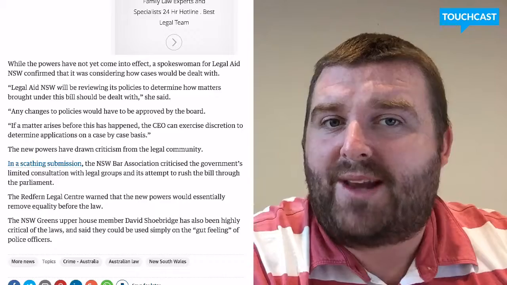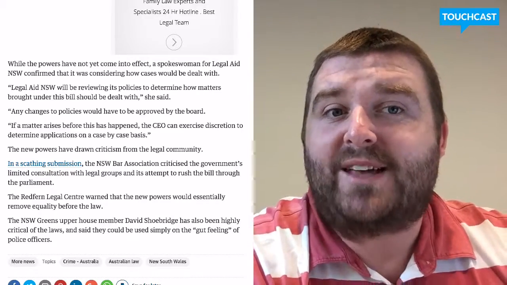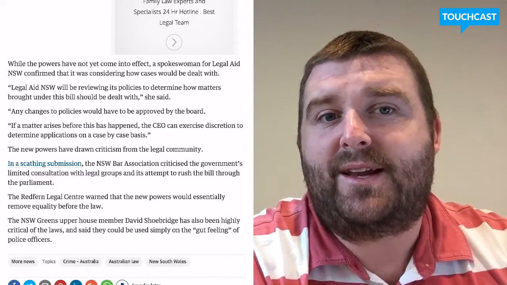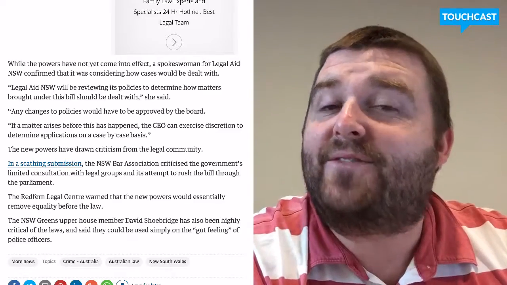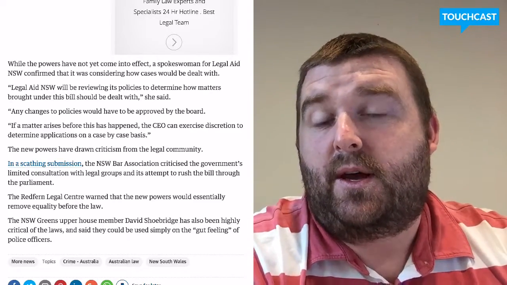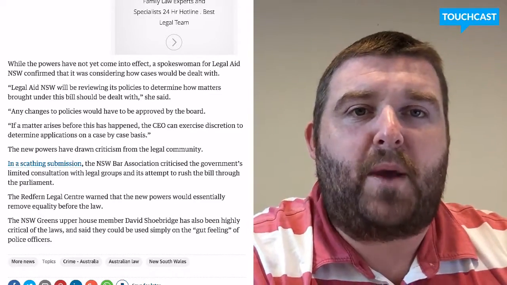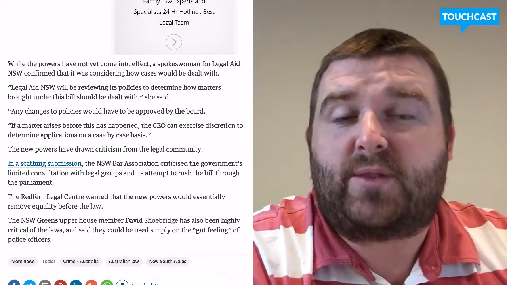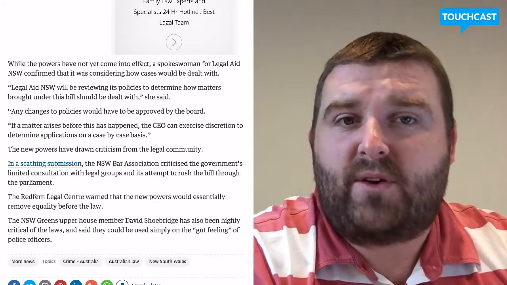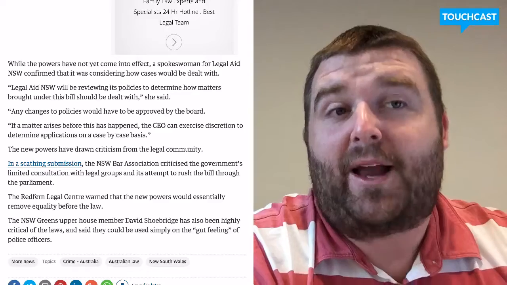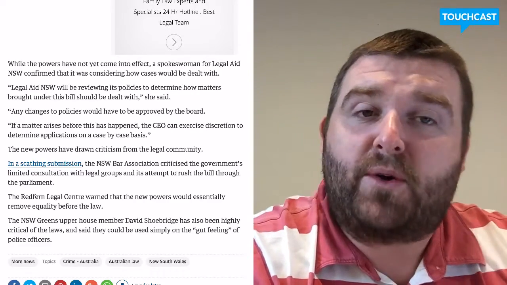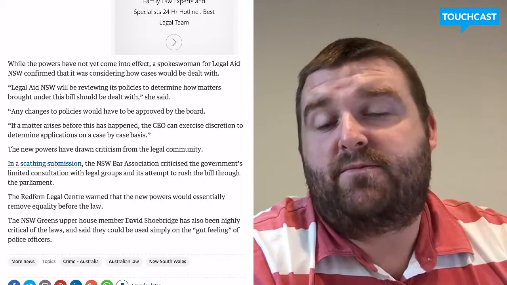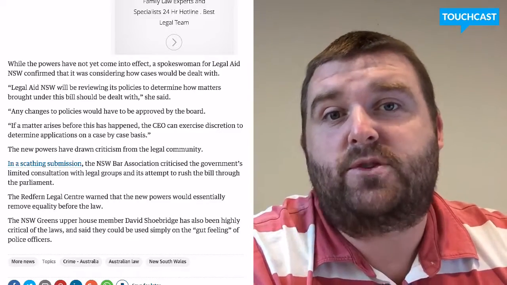The New South Wales Greens Upper House member David Shoebridge has also been highly critical of the laws and said they could be used simply on the gut feeling of police officers. Okay, so there's a range of people really criticising, from the New South Wales Bar Association through Redfern Legal Centre and from Parliament. So both legal criticism and criticism from a parliamentarian, David Shoebridge.